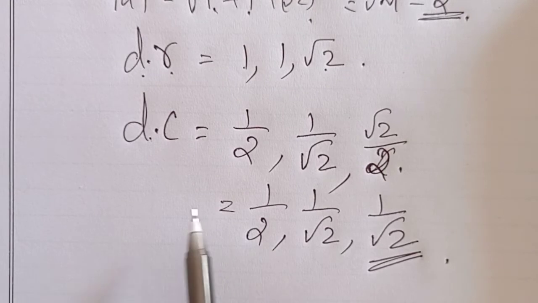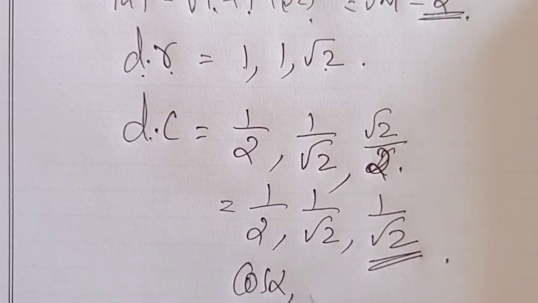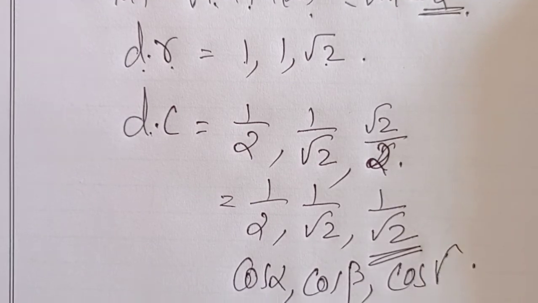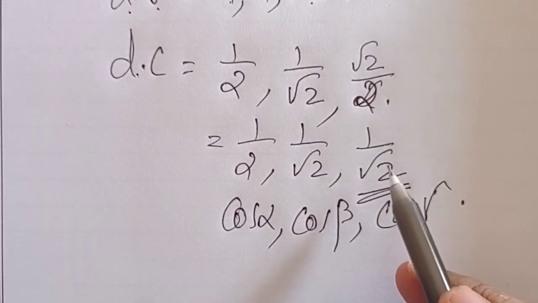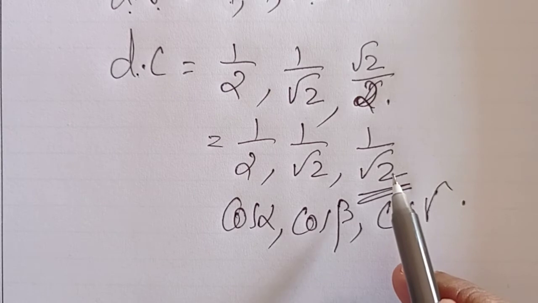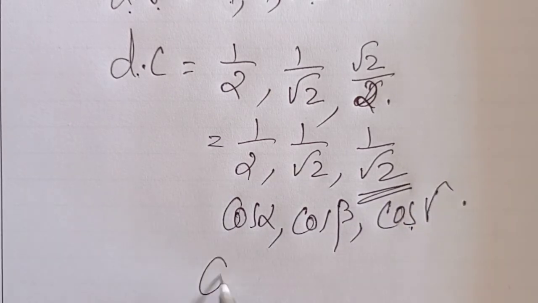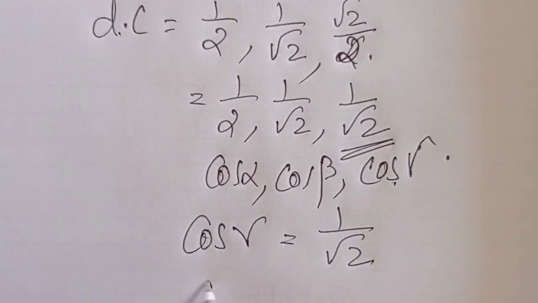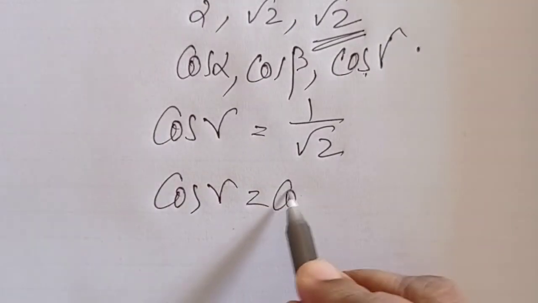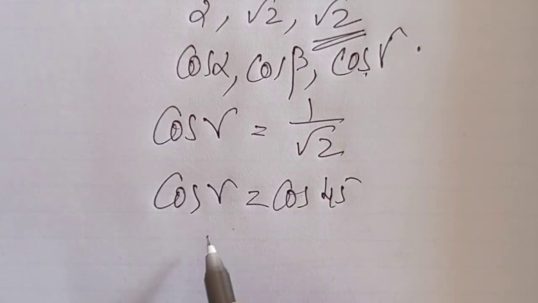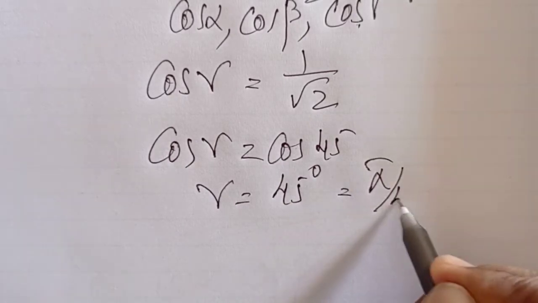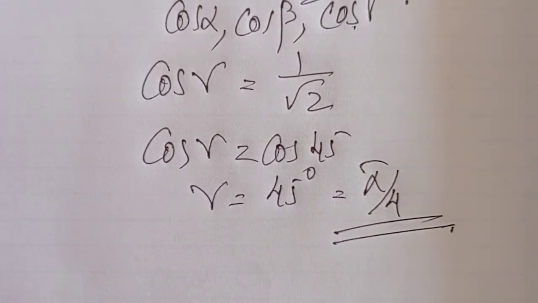Actually direction cosine means cos alpha, cos beta, cos gamma. Here cos gamma is equal to 1 by root 2, right? Cos gamma is equal to 1 by root 2. Which angle has cosine 1 by root 2? Cos 45. That is, gamma equal to 45 degrees, which means pi by 4. Option A is correct.